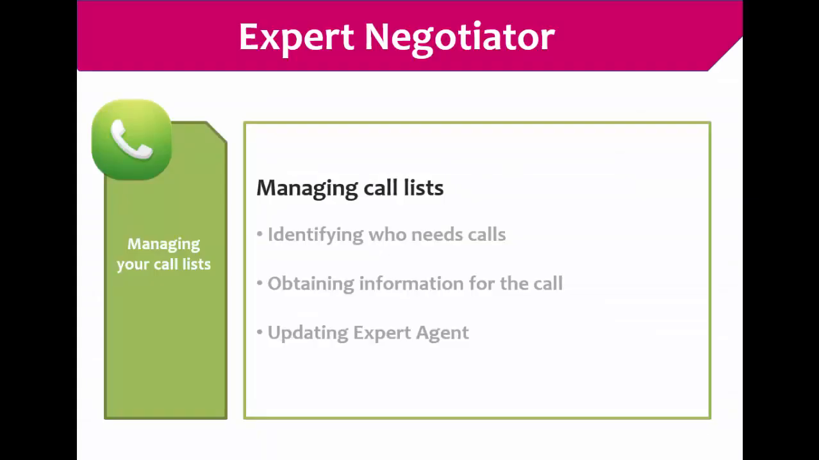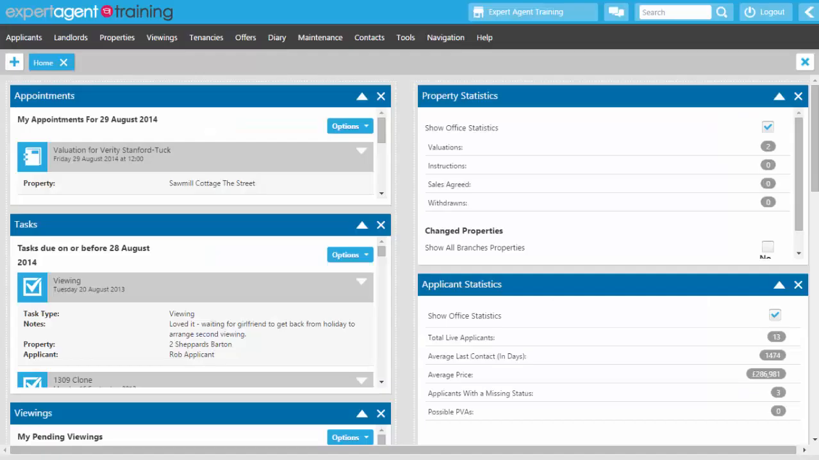Let's have a think then about managing call lists, so identifying who needs a call, obtaining information for the call, and updating Expert Agent. It is likely that you will need to use a combination of sections within Expert Agent to identify everyone who needs a phone call for whatever reason, and most agents would need to check things like their tasks, quick links and internal messages. Now you can access tasks and quick links from one place, which is your homepage. So we did cover setting up your homepage or managing your homepage earlier on in this video. You can also access your right hand toolbar from your homepage. So should you need to, or should you prefer to use that for your quick links, you can access it from your homepage as well.